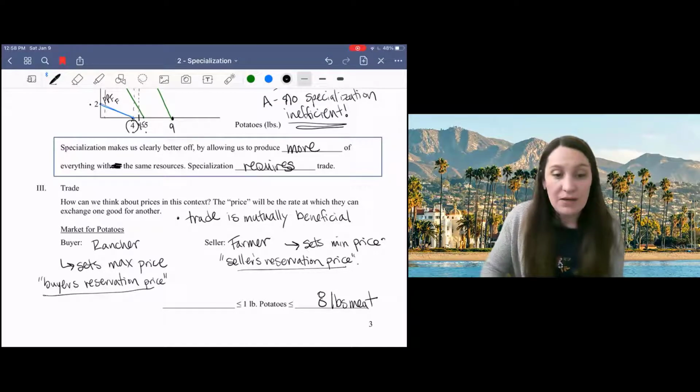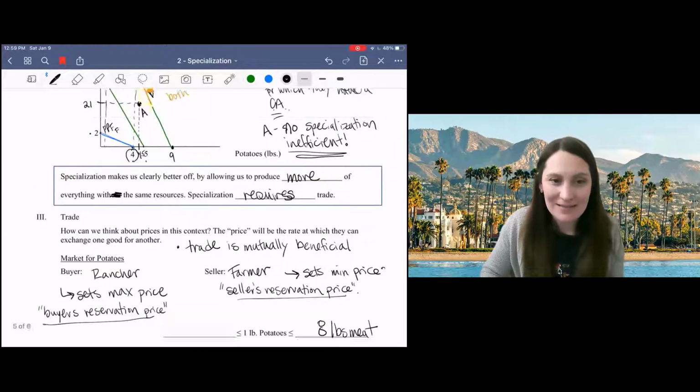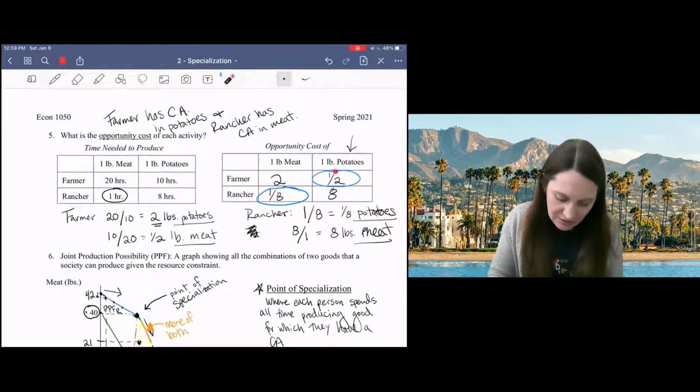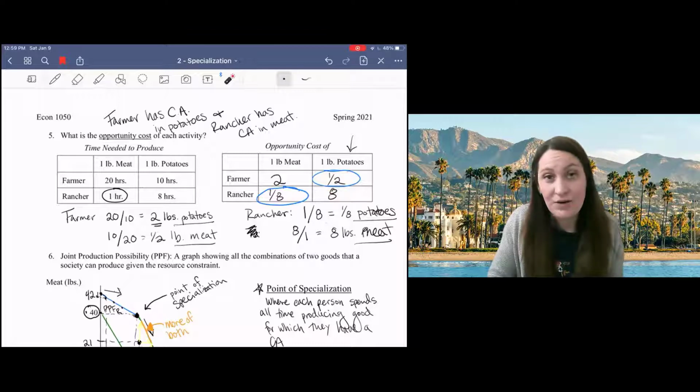So we want to think about here in this example, what is the lowest price the farmer would accept in exchange for 1 pound of potatoes? Well, I think the first rule of business is probably don't sell something for less than the cost of making it. You'll lose money, right? So the same is true here. The cost for the farmer of producing a pound of potatoes is half of a pound of meat. That's how much meat he gives up in order to make the potatoes. He's not willing to trade those potatoes then for anything less than half a pound of meat.